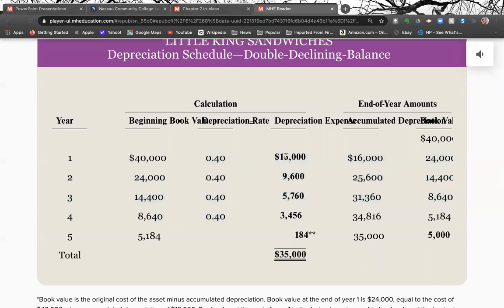Okay. Notice depreciation expense is different every year. But notice that it adds up to 35,000 just like before. This number has to be 35,000. This number has to be 5,000. So regardless of which method you choose, you wind up in the same place. That's why most companies just use straight line. It's the easiest method. It's the hardest to make a mistake. And since you wind up in the same place anyway, why bother with some of these other things?